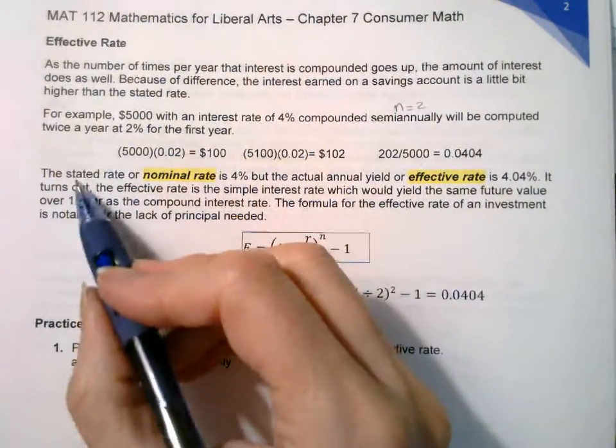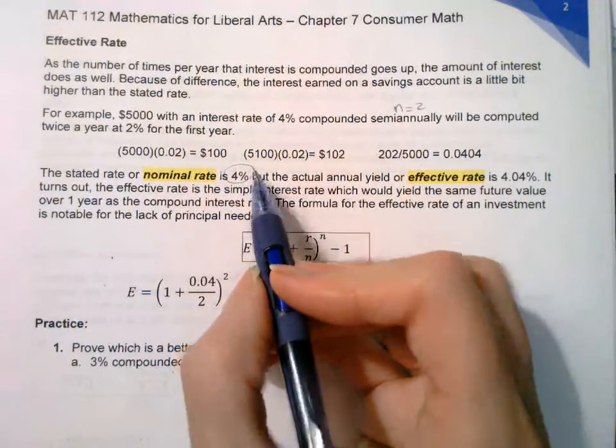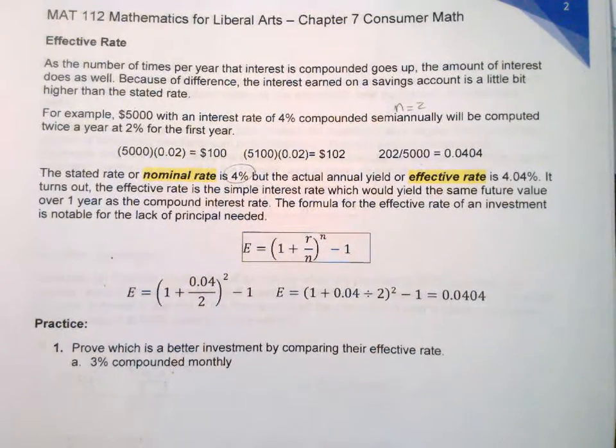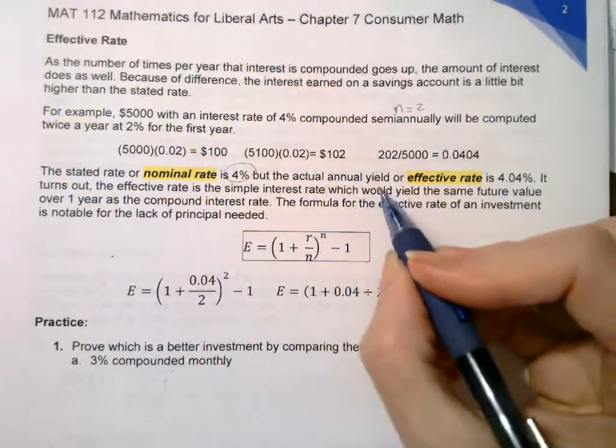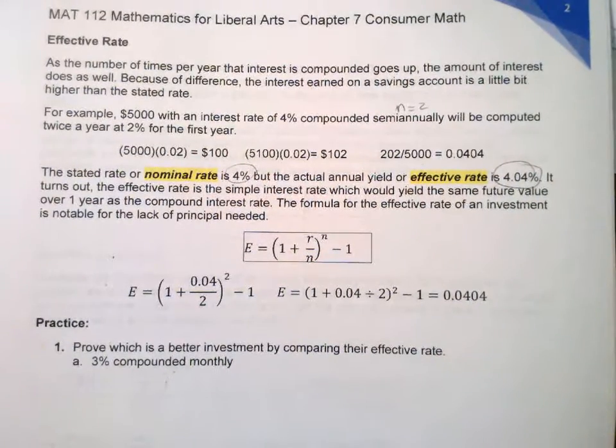The stated rate, or the nominal rate, is 4%. So what we've been just calling the rate is the stated rate or the nominal rate. But the actual yield, or the effective rate, is actually just a hair higher by the time it's compounded. It turns out the effective rate is the simple interest rate which would yield the same future value over 1 year as a compound interest rate.